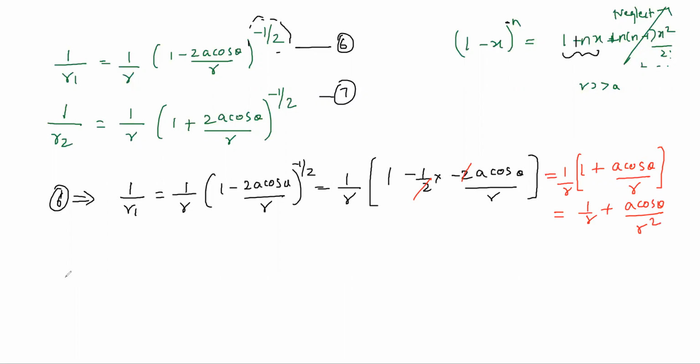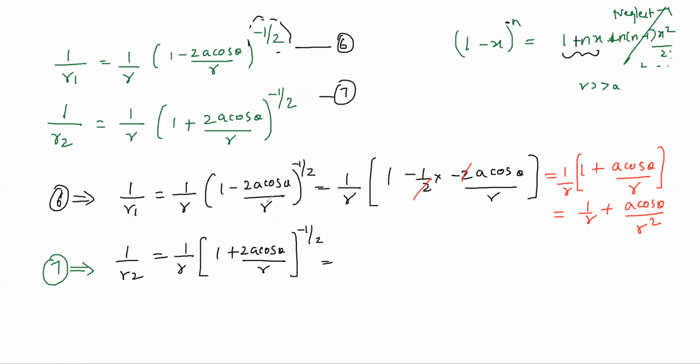Similarly, the next expansion, equation number 7: we have 1 by r2 equal to 1 by r into 1 plus 2a cos theta divided by r, the whole power minus 1 by 2. So we have 1 by r into 1 minus 1 by 2 into 2a cos theta by r. We are cancelling the 2 in the denominator and the 2 in the numerator.